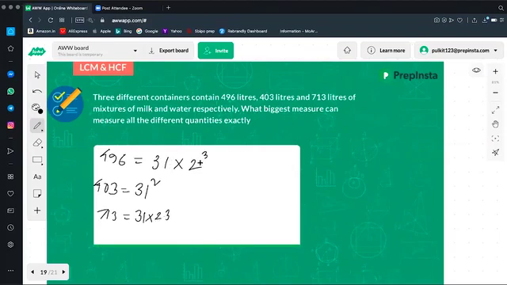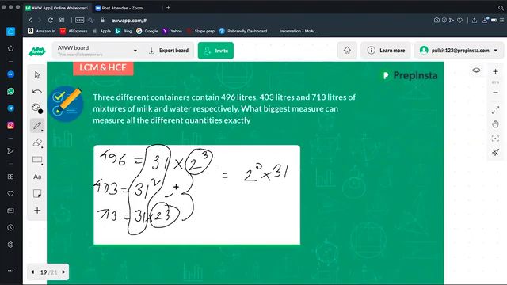So talking about the HCF, what is the common power of 2? None and none. That is basically 2 raised to the power 0 into 31. The maximum common is 31 raised to the power 1. That is 31. For 23, it is not in 403, not in 496, so 0. The answer is nothing but 31. We simply had to find the HCF here.